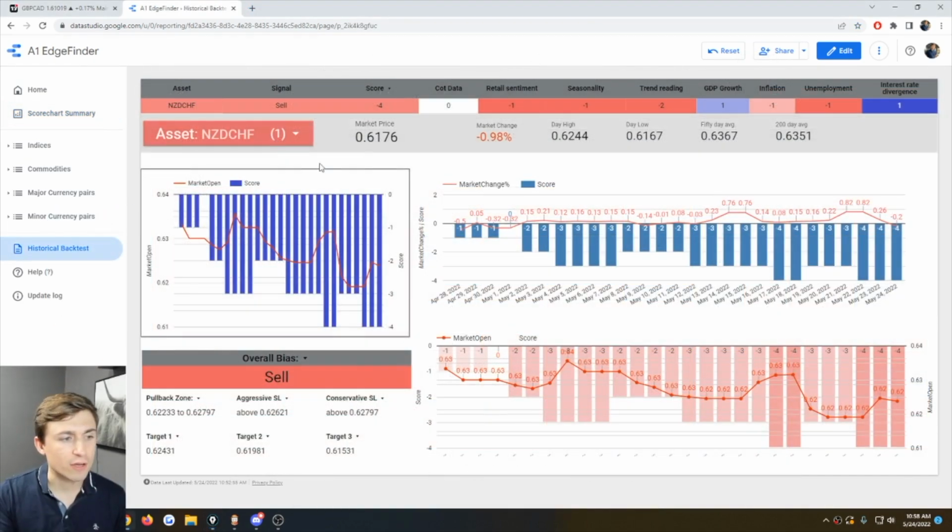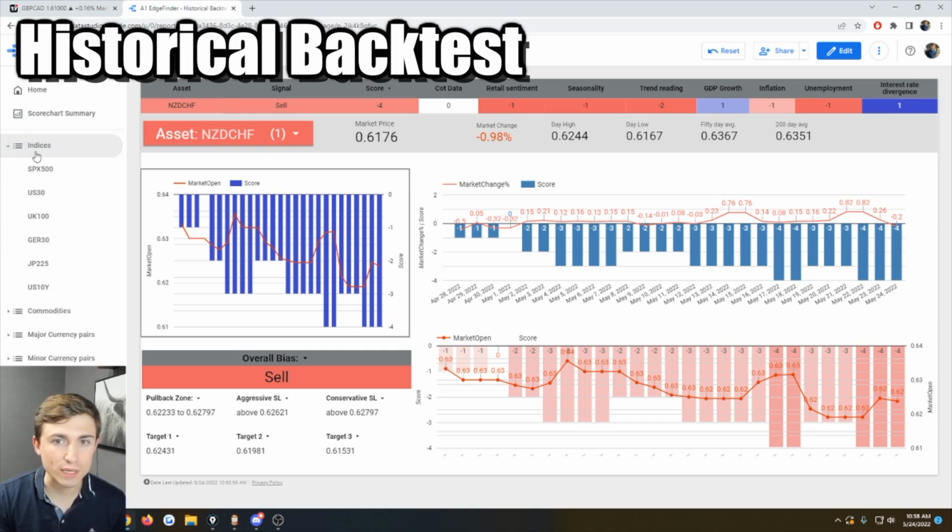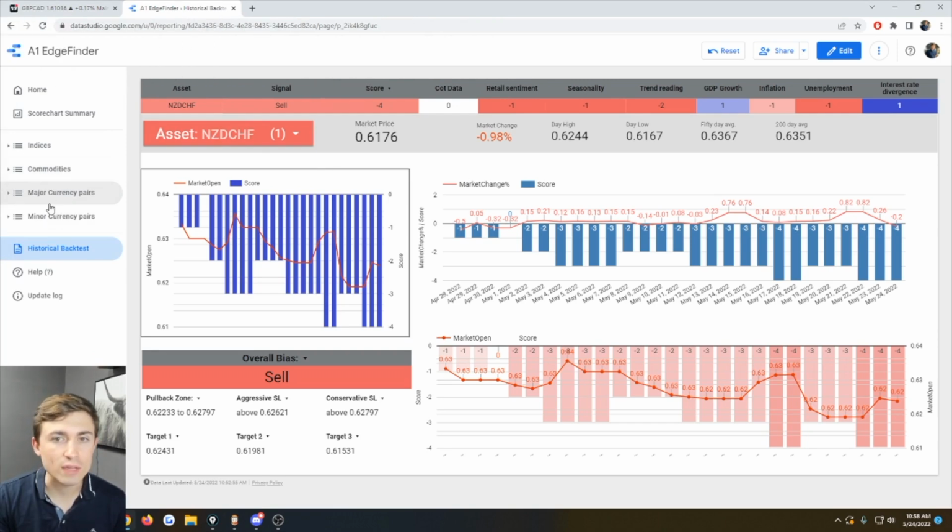Now, the first one I want to talk about is, of course, the historical backtest section. You can see here we've actually changed the layout so that you can find things a little bit easier. If you want to sort by indices or commodities, currency pairs, etc., you can do that for any of the individual scans. Now, what you're seeing here on the main portion of the screen is, of course, the historical backtest section. And I wanted to show you guys this because we added this so that you could check the effectiveness or the ability to somewhat forecast using the A1 EdgeFinder.